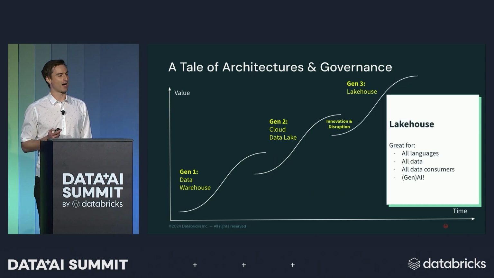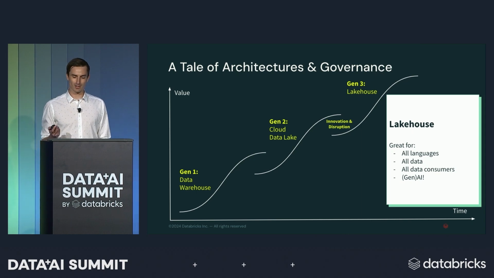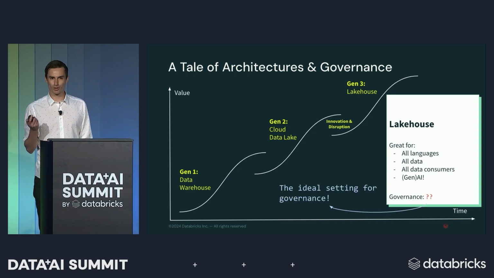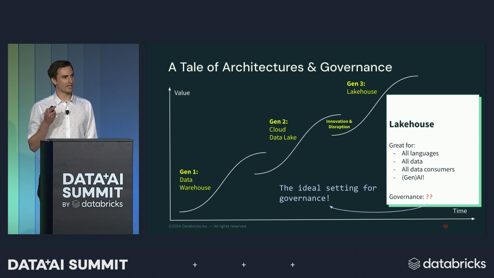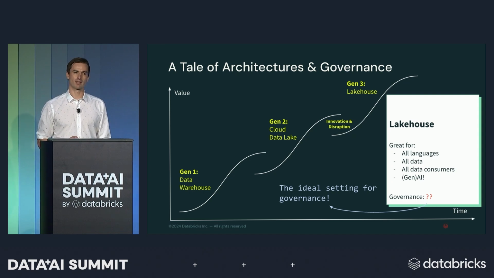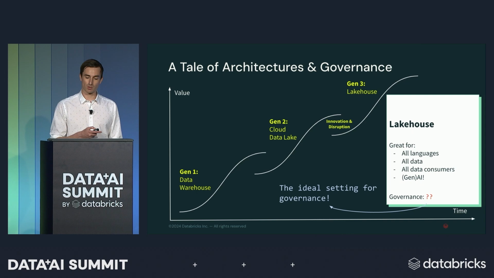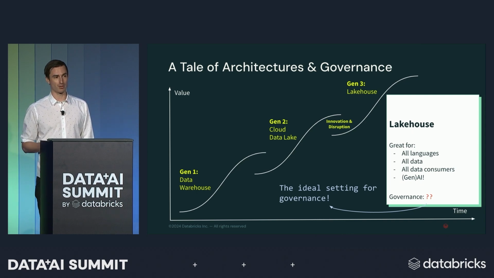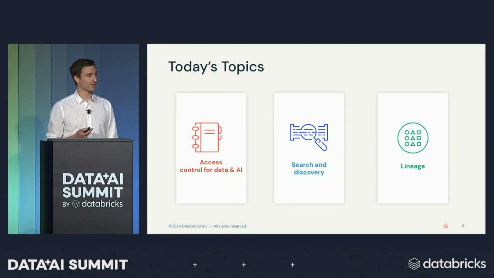So then came the lakehouse. We like the lakehouse because we've got all of our languages in there, we've got all of our data, all of our data consumers, and we can do AI and Gen AI there as well. And the pitch I'll make to you, I won't give us a score for the lakehouse yet, but this is the ideal setting for governance. Because unlike the data warehouse, we have all of our data in there, and unlike the data lake, we have all of our users in there. So we really think that this is the ideal setting for governance.